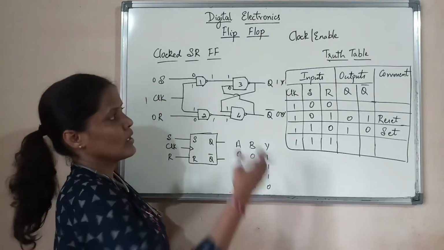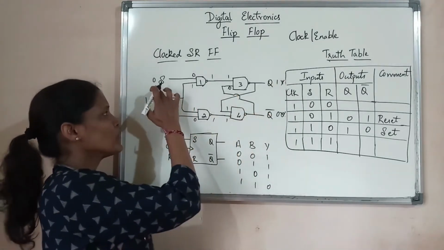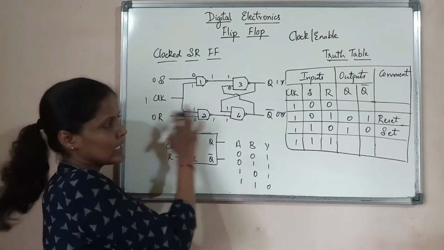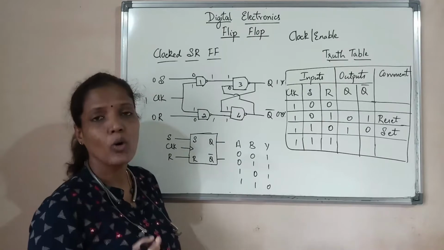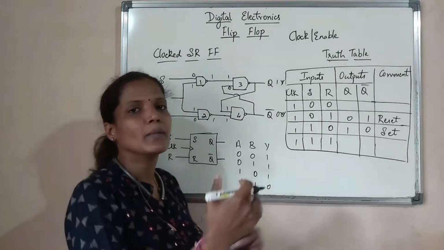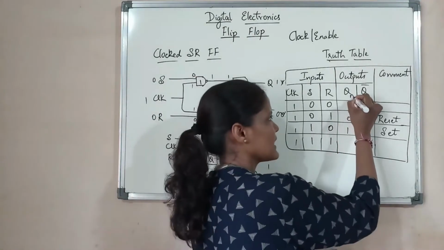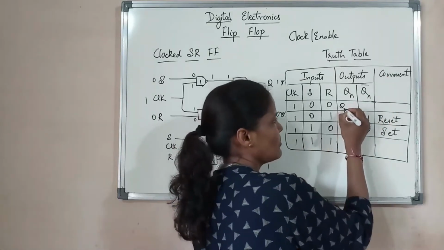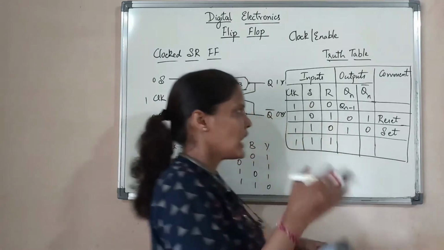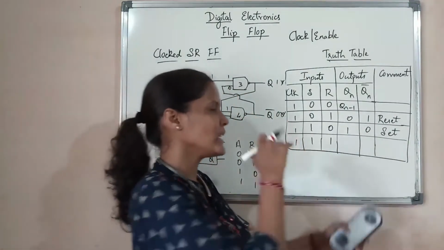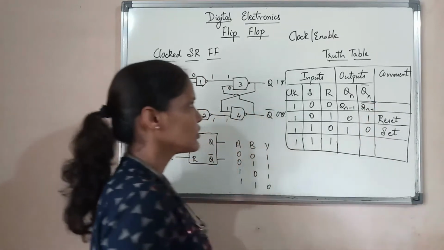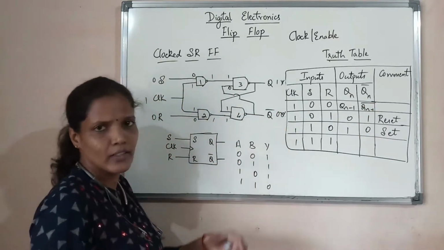ಸೊ when inputs are equal to 0, when clock pulse is equal to 1, the output will remain in the hold condition. The output will remain in the previous condition. If I consider this as Qn and Qn bar ಅಂತ ಇದನ್ನ ಕನ್ಸಿಡರ್ ಮಾಡ್ಕೊಂಡ್ರೆ the output will remain in the previous condition. ಅದ್ರ ಹಿಂದೆ ಒಂದು ಸ್ಟೆಪ್. ಸೊ Qn minus 1 and Qn minus 1 whole bar. ಸೊ ಈ ತರ 1 0 ಇರ್ಬೇಕಾದ್ರೆ 1 0ನೇ ಇತ್ತು.